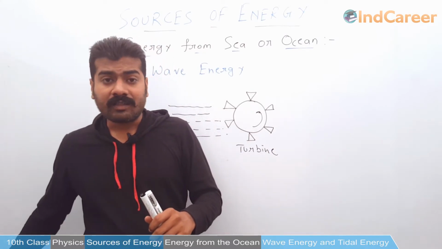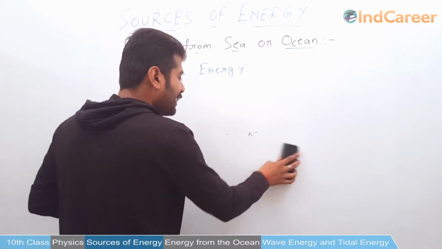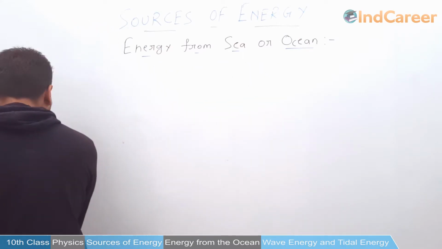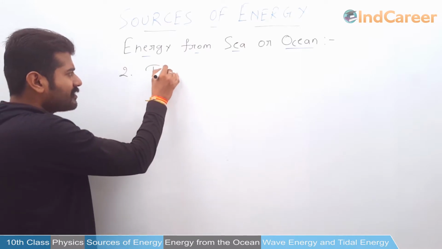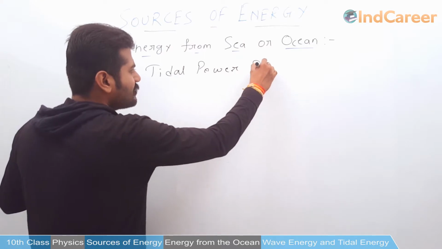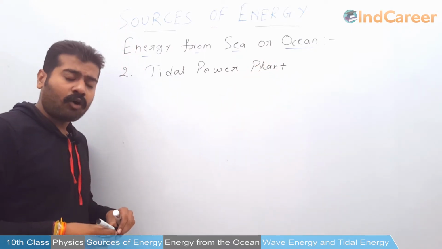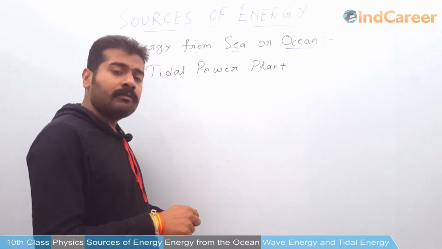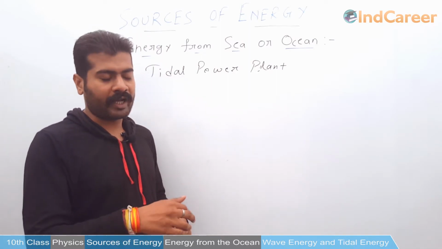How can we utilize the tides? So what are tides? Tides come due to the gravitational pull exerted by the moon and the sun. The second one we have is the tidal power plant, and this power plant utilizes the tidal energies of the sea or ocean. In every 24 hours we have tides. One is called high tide, another one is called low tide.